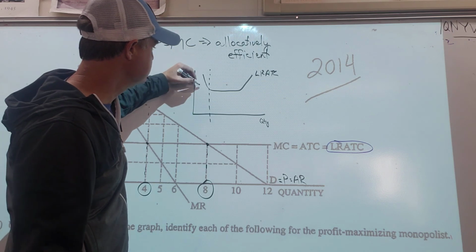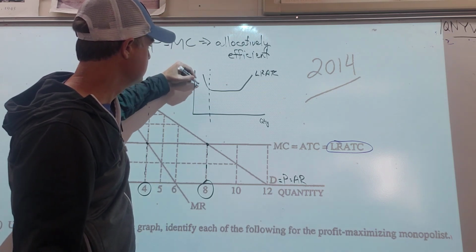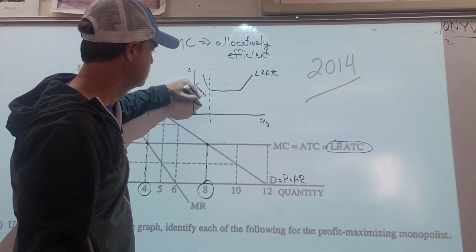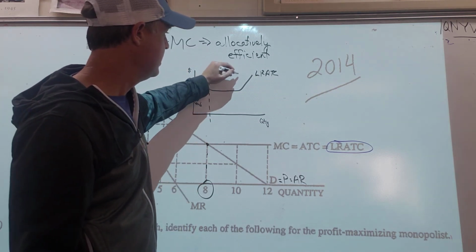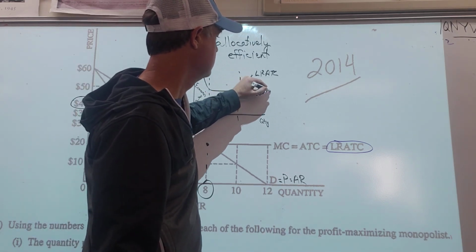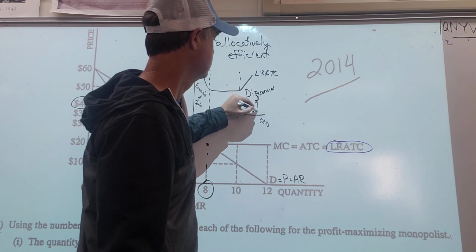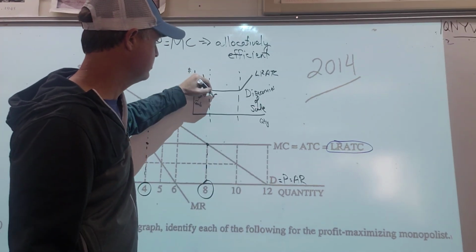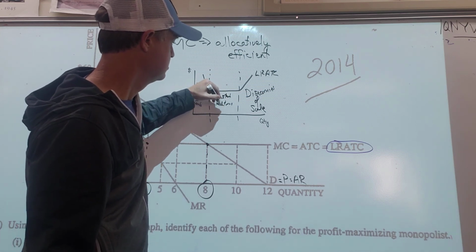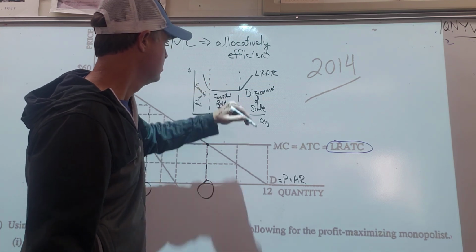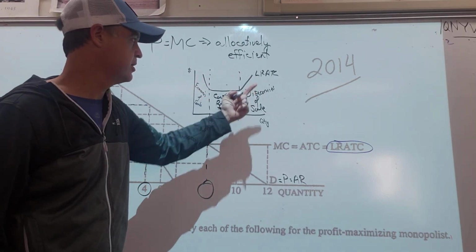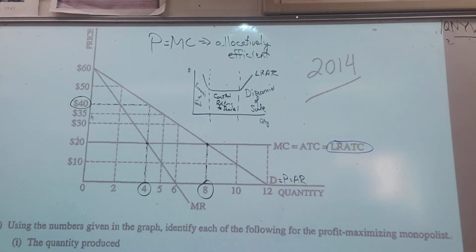If the LRATC is downward sloping, that's what we called economies of scale. When it was upward sloping, we called that diseconomies of scale. And where it was flat, we called that constant returns to scale. So we end up with downward sloping economies of scale, flat constant returns to scale, upward sloping diseconomies of scale of the LRATC.